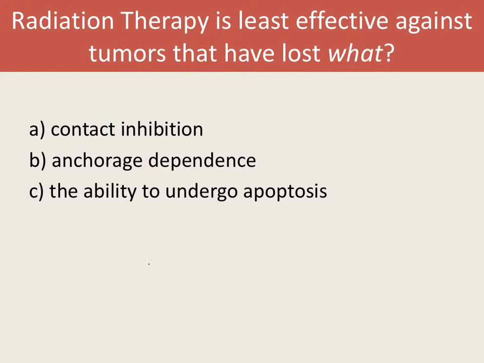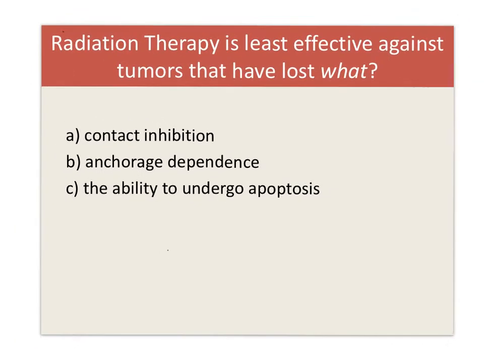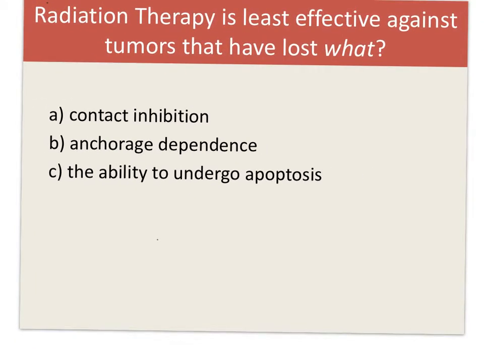Okay, so here we go. Radiation therapy is least effective against tumors that have lost what? C? Okay, exactly. In other words, they've usually lost tumor suppressor genes. Instead of a cell committing suicide, the suppressor gene isn't working, and so it doesn't. Radiation therapy creates mutations, and normally the tumor suppressor genes would make that cell commit suicide.